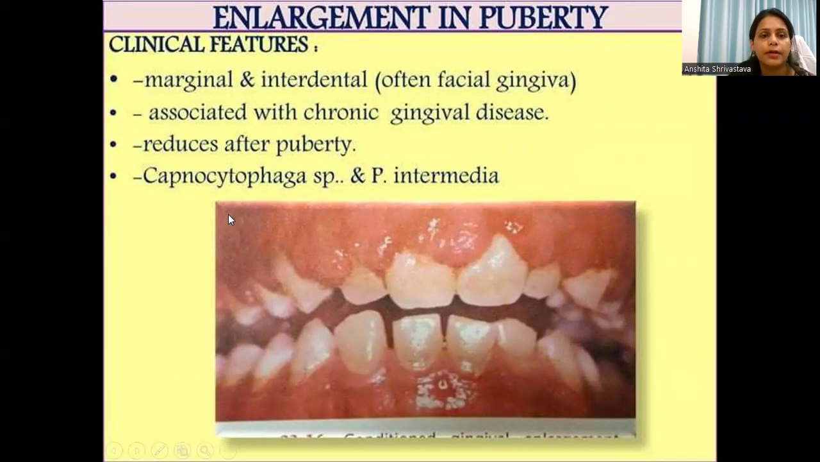Then enlargement in puberty. What are the clinical features? It involves marginal and interdental gingiva, often facial gingiva. It is associated with chronic gingival disease. It reduces after puberty; as soon as the puberty ends, it reduces. Capnocytophaga species and P. intermedia species are mainly found. These are the two main microorganisms found in the gingiva which cause enlargement in puberty.